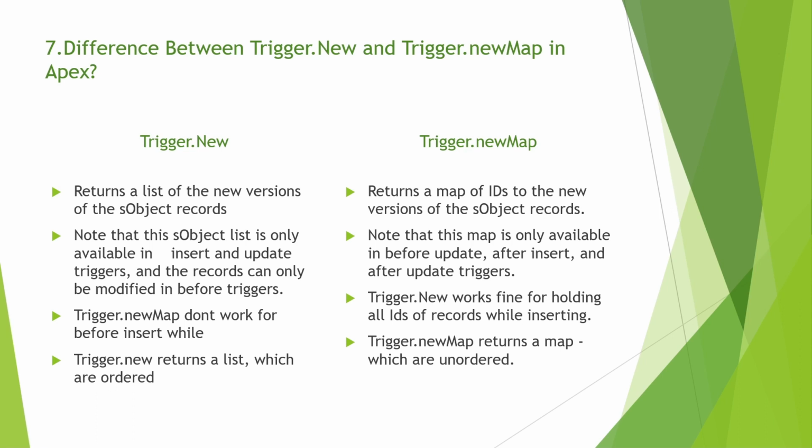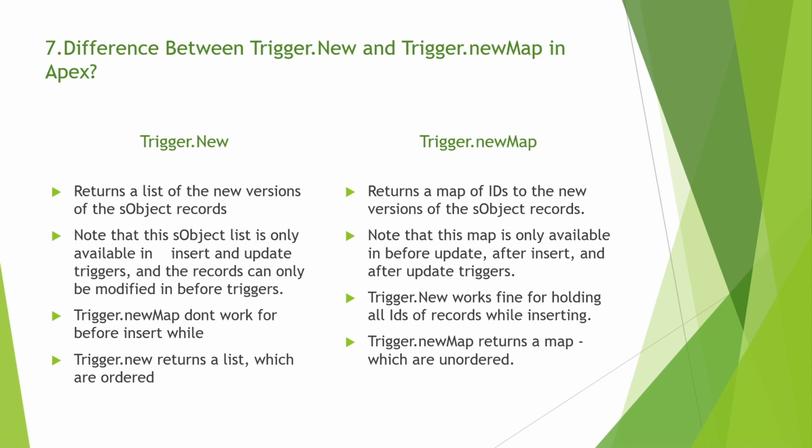Difference between Trigger.new and Trigger.newMap in Apex? Trigger.new returns a list of the new versions of the sObject records. Note that this sObject list is only available in insert and update triggers, and the records can only be modified in before triggers. Trigger.newMap doesn't work for before insert. Trigger.new returns a list, which is ordered.